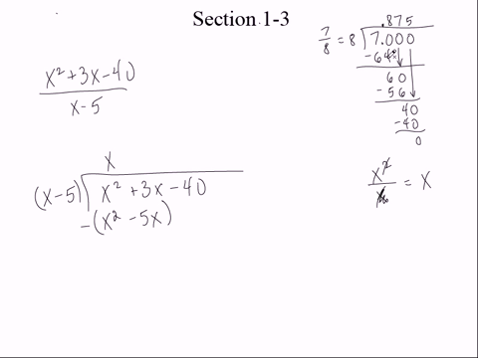It's just 8 times 8 is 64, correct? What is this step right here? It's x times x minus 5 is x squared minus 5x. But we have to subtract it, don't we? So let's do the subtraction.